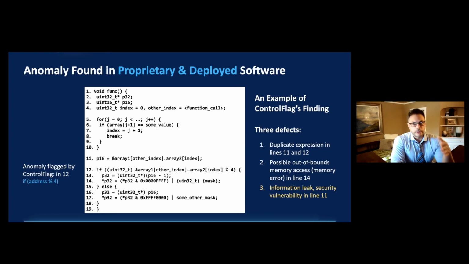And therefore, it could jump to out of bounds memory. And as we all know, that could lead to some really dangerous things. So a really smart programmer can inject code in your iCache. I can get you to jump to that location, and now I can root your machine. Needless to say, when Control Flag identified this, the team that was working around this quickly agreed with our findings, and they fixed their code.